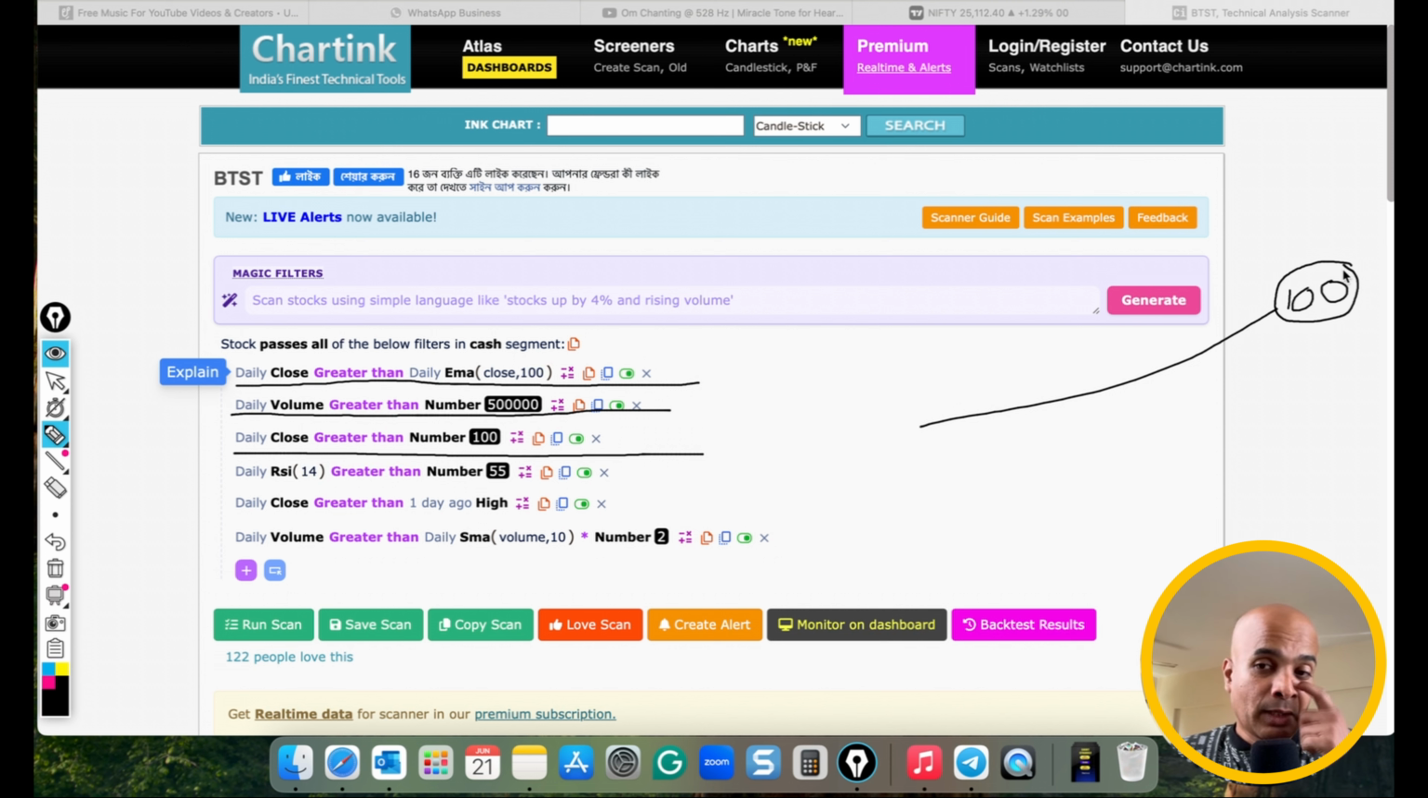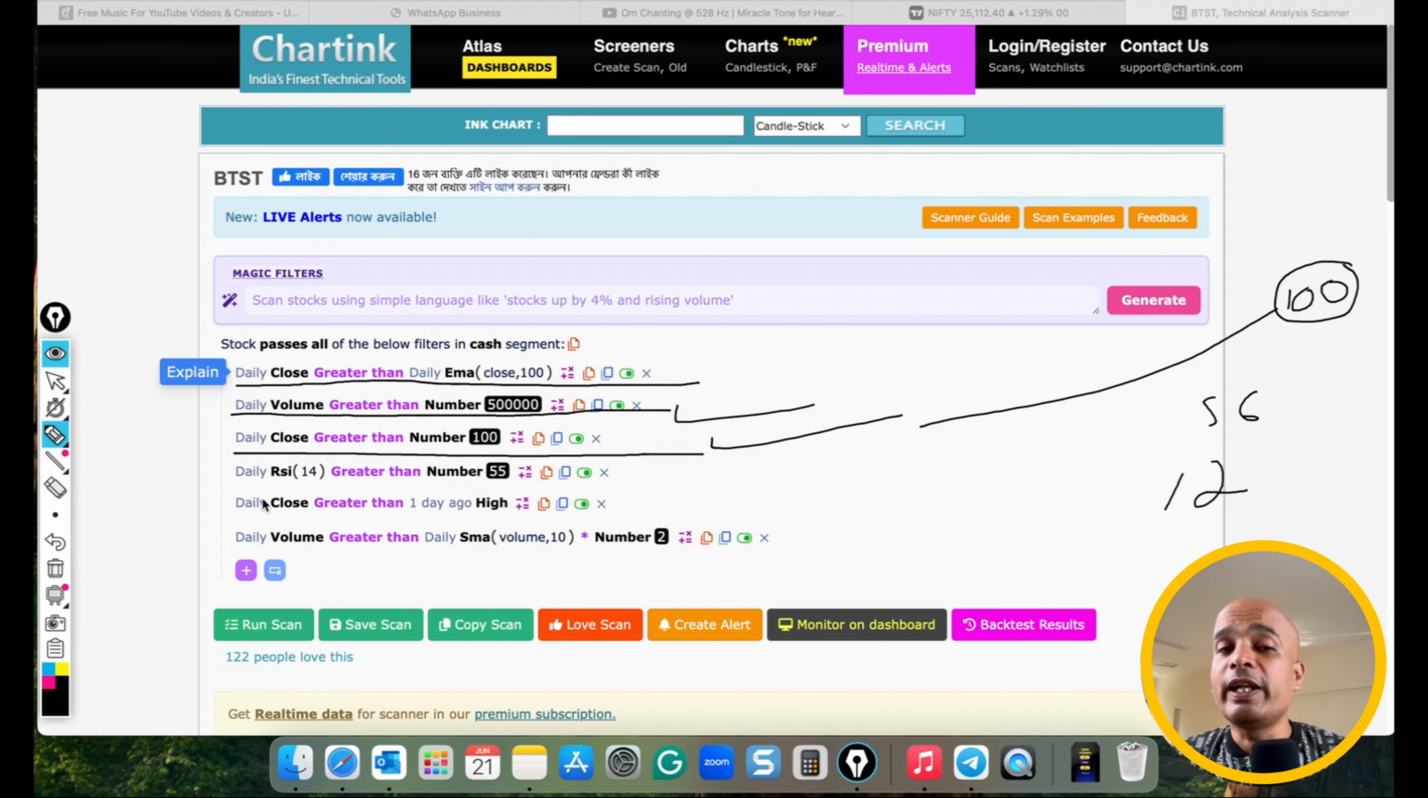It means they are omitting, they are removing all the penny stocks. Most of the penny stocks operate in single digits, like 5 rupees, 6 rupees, or some penny stocks even go to double digits, like 12, 20, 30, 40. So the idea of daily close greater than 100 is to remove all the penny stocks. Okay, so they are removing operator stocks here, they are removing penny stocks here as well.